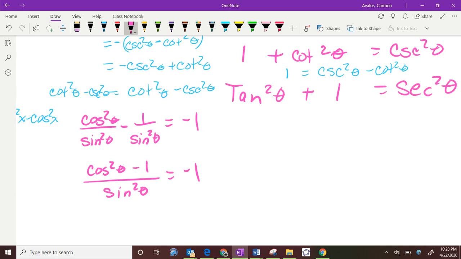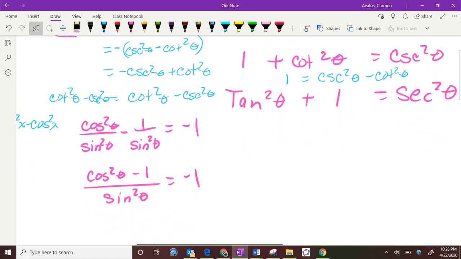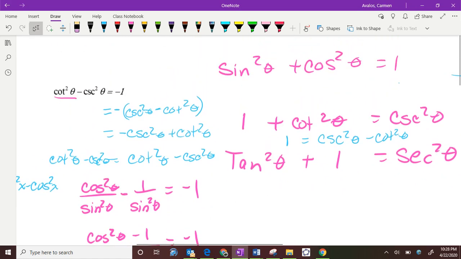I can't make it equal to 1. But if you notice, I have cosine squared and I have 1 squared and then negative. This is the identity up here. So that means that, and I'm going to get rid of this here, that I could manipulate the identity to try to match it and look like the cosine squared minus 1. So in order for me to do it, I am going to use the green here.